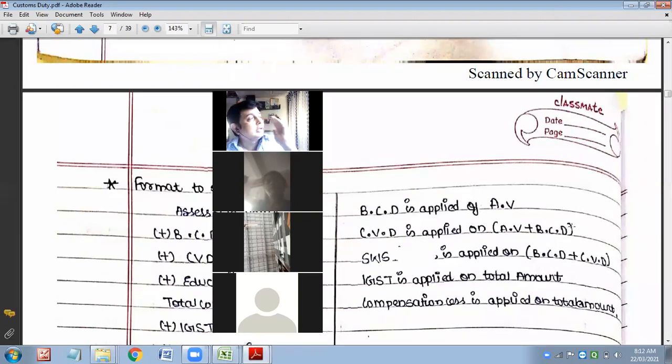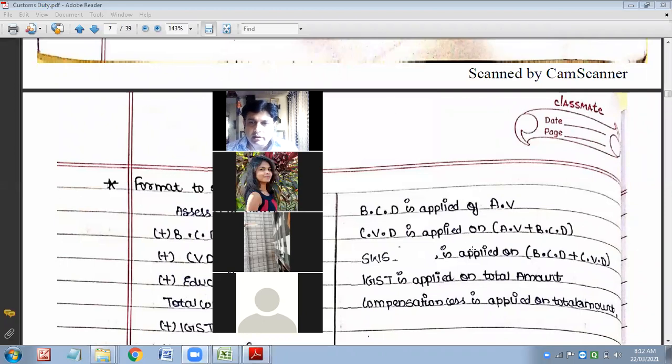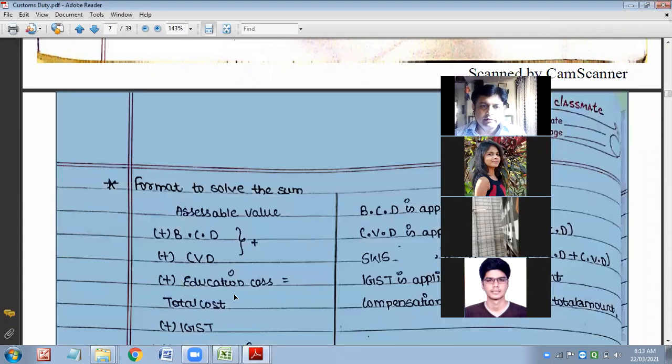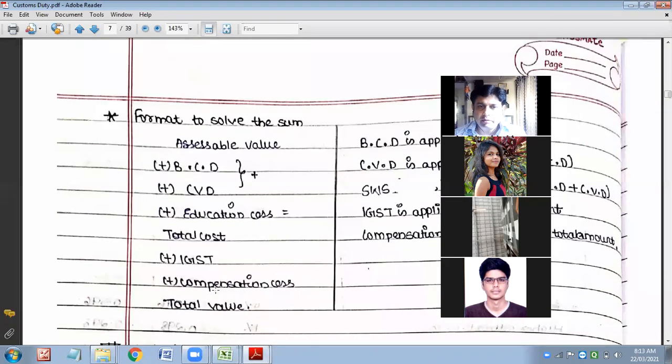Think about surcharge, what we used to do in direct tax, that is tax on tax. Same concept will be there. So whatever the basic custom duty will be there, on that we are going to charge SWS. Okay. Then we will get the total. On that we will add the IGST, and on that we will be going to charge compensation cess.